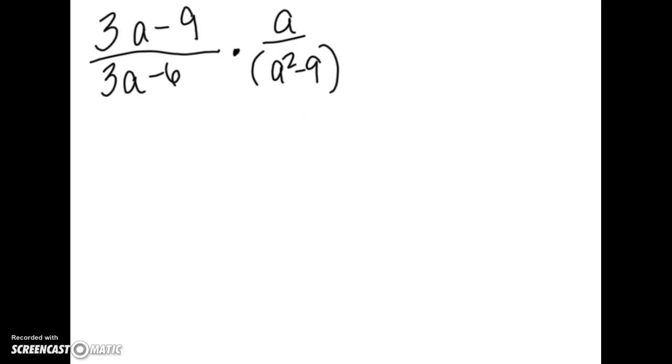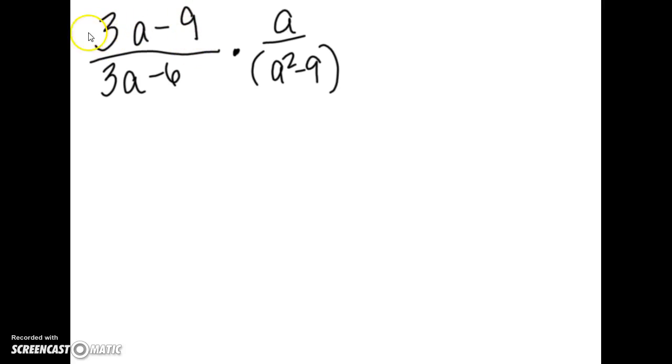Every time, I'm going to look at each individual piece and see if there's something I can factor out first, because right now, 3a minus 9, 3a minus 6, I can't just cancel the 3a's because of the minus sign. The a, that's a 9, so nothing comes out. So I'm going to look at each individual piece and see what I can do. A separate piece of paper is going to be really good if you write big.